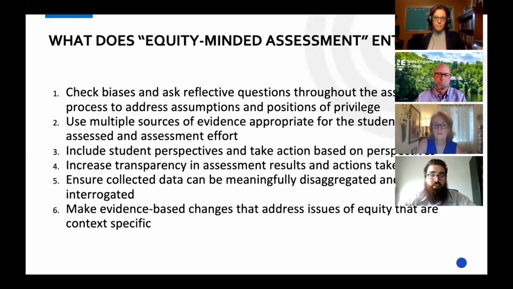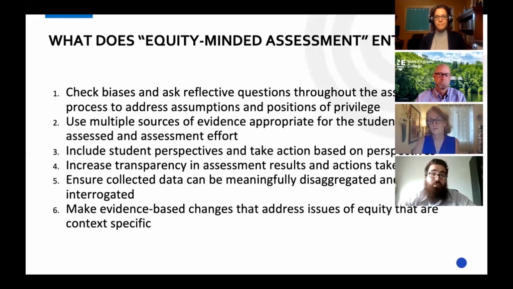And finally, equity-minded assessment requires that we close the loop, right? Again, with good assessment practice. And we also need to make evidence-based changes that address issues of equity that are context-specific. So inequities arise differently across institutions, departments, and programs. So we have to address the inequities that matter to us, right? To our students in our context.